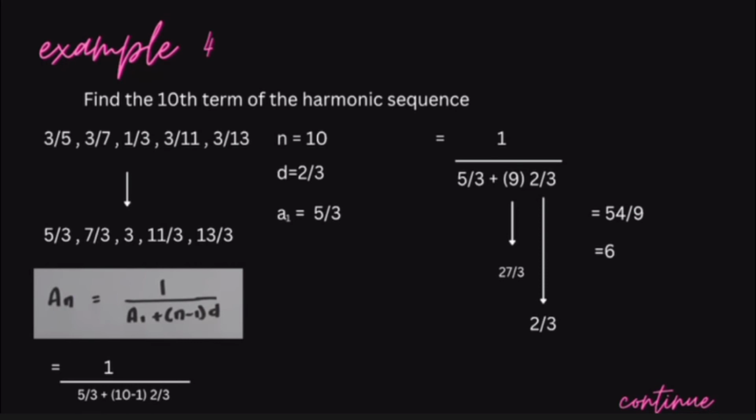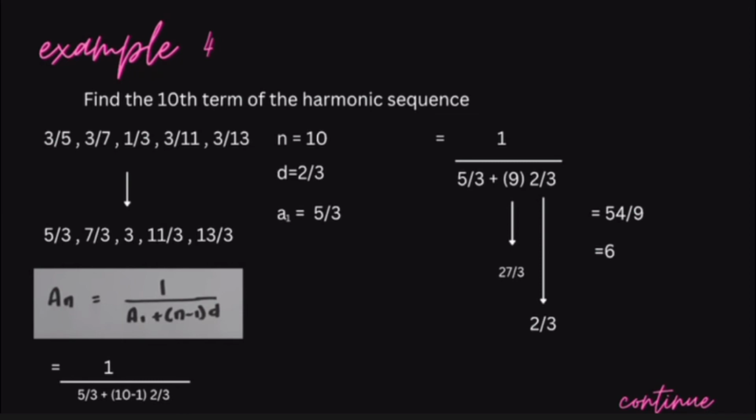Now, since we already know the arithmetic sequence formula to find the nth term, a sub 10 is equal to the first term, which is 5/3, plus n minus 1, which is 10 minus 1, multiplied by the common difference, which is 2/3. Now, we subtract 10 minus 1, it's going to be 9. So a sub 10 is equal to 5/3 plus 9 multiplied by 2/3.